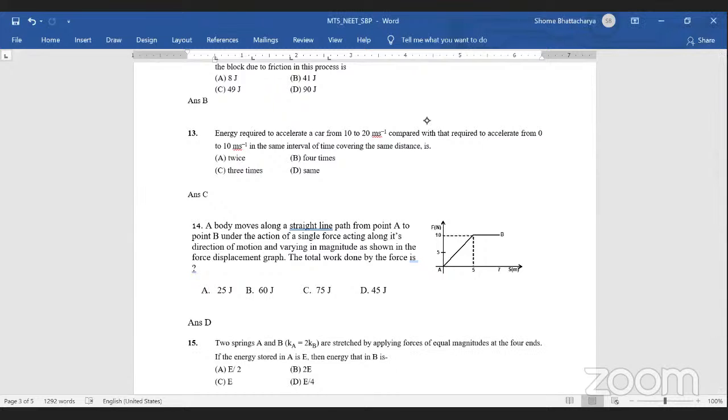Okay, let's finish the calculation with this. Yes, it's pretty easy. You can see that this area will be half into base into height, plus this area here will be base into height, so that is 2 into 10. So it's 25 plus 20, or 45 joules. So that should be the answer. Fairly straightforward question.